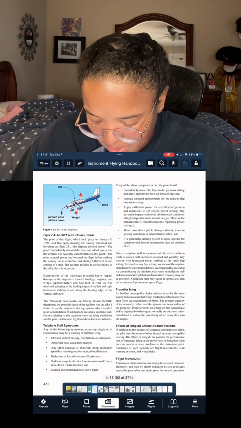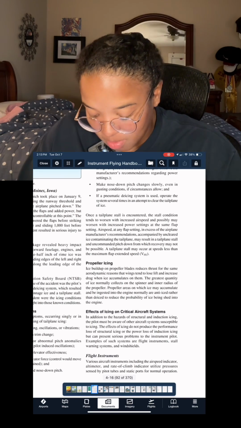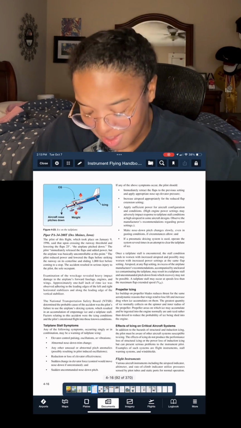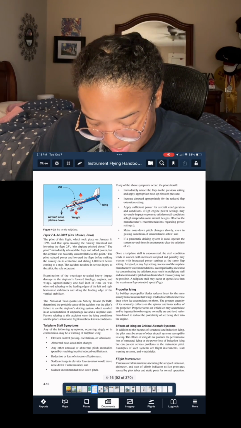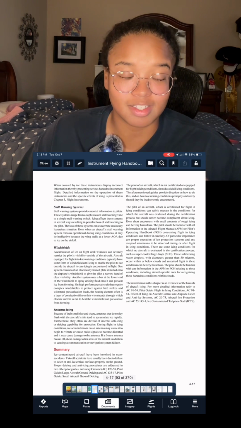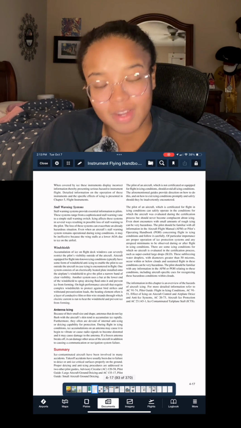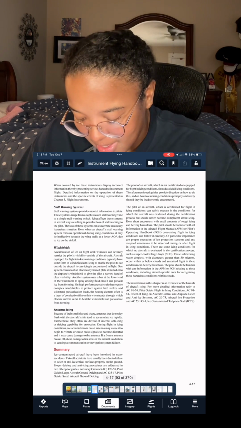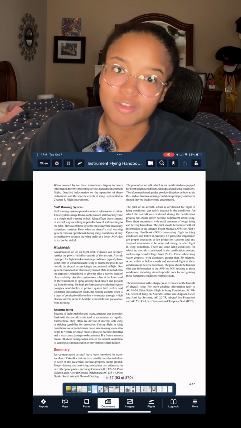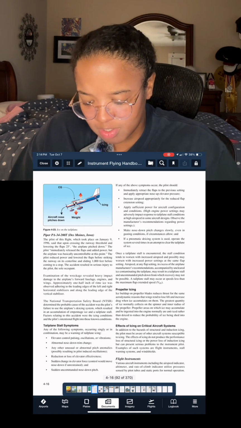But if we go into here too, it also gives us the effect of icing on aircraft systems. And so this is a really good read. I would suggest this. I didn't even know this was here when I was in instrument, but it covers flight instruments, stall warning systems, windshields, and antennas. Obviously, antennas are going to be really prone to icing because they are small protruding areas, and ice likes to get to that. And if our antennas freeze up, possibly our communications aren't going to work. So that's also something to be aware of. But yeah, this is a really good page to use.